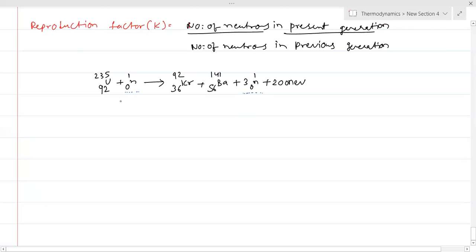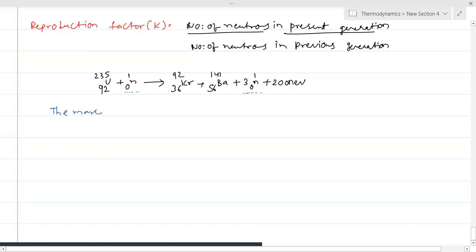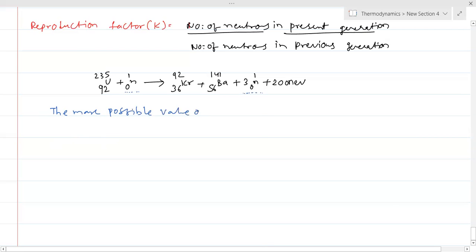When the number of neutrons in the present generation is more than in the previous generation, we have some circumstances, which we are going to discuss. The maximum possible value of K is 2.5. Of course it seems to be 3 by 1, equal to 3, but all the atoms included in the sample may not go under fission, so we take an average of 2.5.